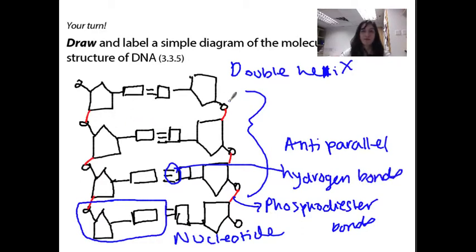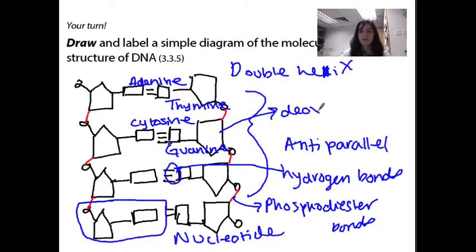We can also label that this one's adenine, this one is cytosine, which would make this thymine, and this would have to be guanine. Let's label this sugar as deoxyribose. And the last thing I can label is my phosphate. And there you have a labeled drawing of a simple diagram of DNA.